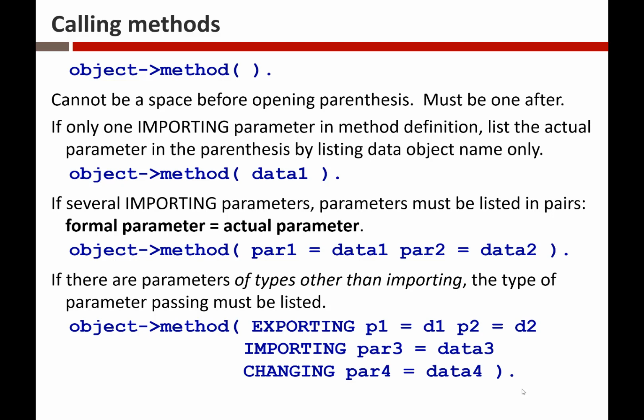Now, here's where this gets potentially confusing, and so I want to make sure we understand it. Okay, here's my method, and my method says I'm importing A and B, I'm exporting C and D, and I'm changing E. Okay? So it's thinking of this in terms of itself.